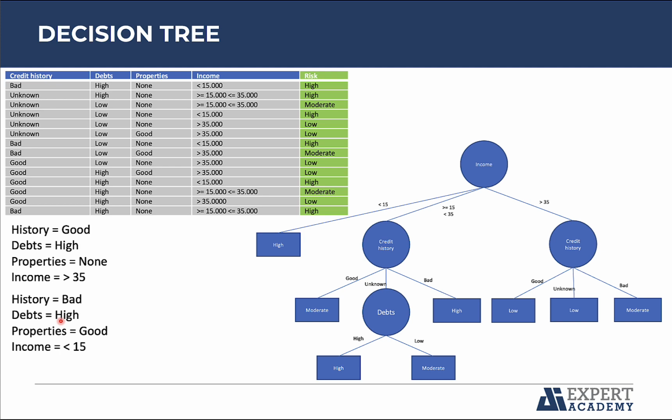This is how decision tree works. The data is sent to the algorithm, and after the mathematical calculations, a tree is created. To classify new customers, you just need to take the data of the customer and follow the tree until you get to a leaf node.